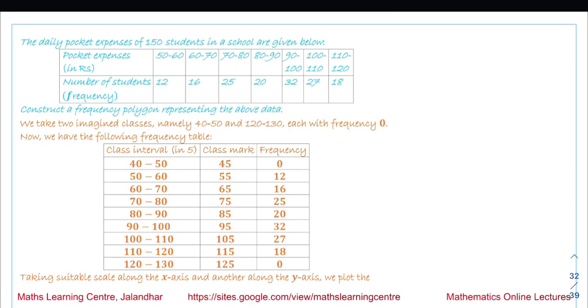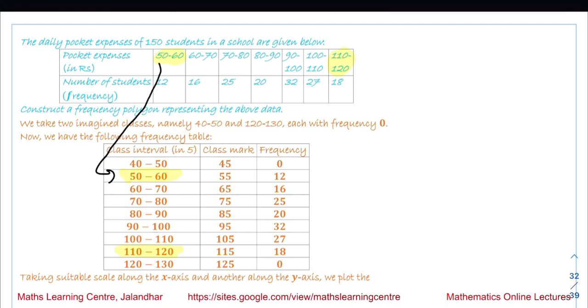Now in the next question we are given the daily pocket expenses of 150 students in a school, and we have to construct the frequency polygon representing this data. We are not supposed to draw the histogram over here, so we have to directly draw the frequency polygon. The class intervals given to us start from 50 to 60 and go up to 100 to 120.